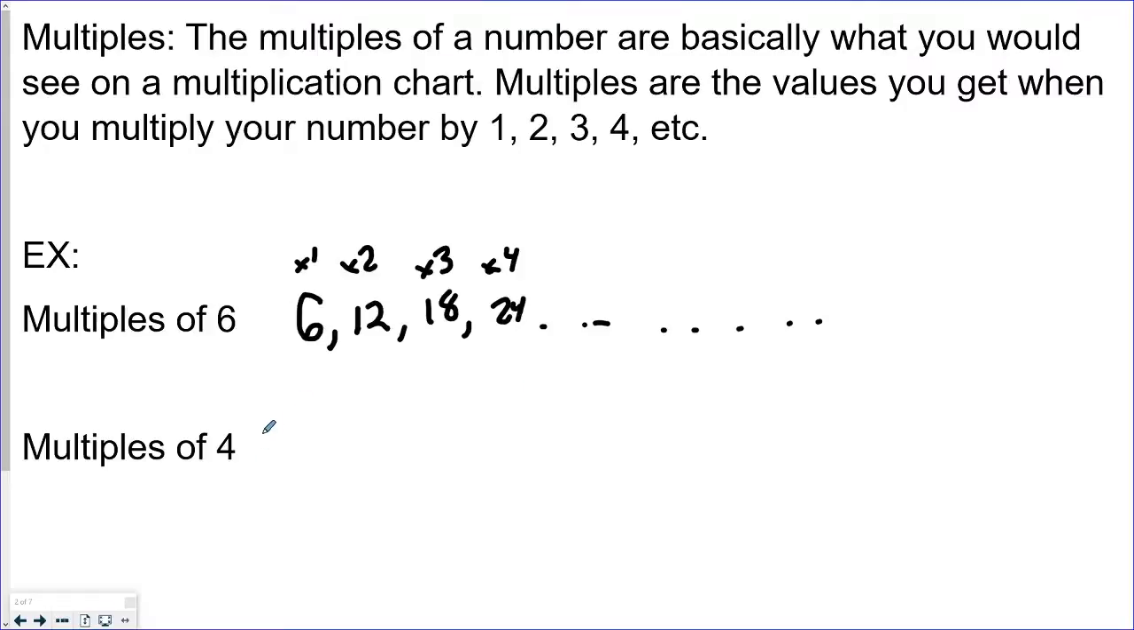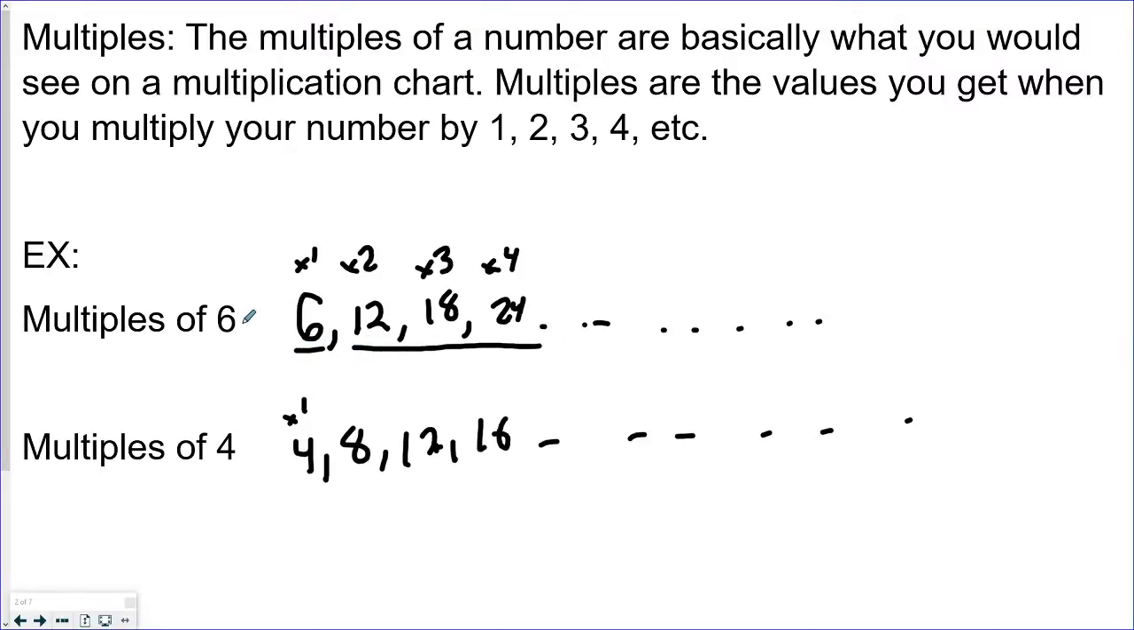Same for 4. What's the first multiple of 4? Well, it's 4, because it's 4 times 1. Then the next one would be 8. Then the next one would be 12, and then 16, and on and on. So you just make a list and you multiply by 1, then 2, then 3, then 4, then 5 until you get to where you need to get to. Again, these numbers will always be bigger than or equal to the number that you're looking at. So the multiples of 4 will always be bigger than or equal to 4, never smaller than 4.